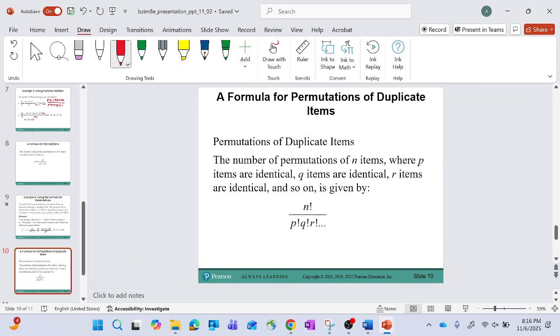All right, the formula for permutations of duplicate items. The number of permutations of n items where p items are identical, q items are identical, and r items are identical, and so on, is given by this. So for how many identical items you have, it's just that factorial on the bottom.